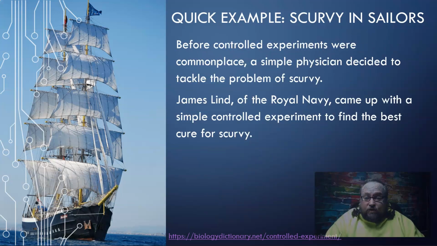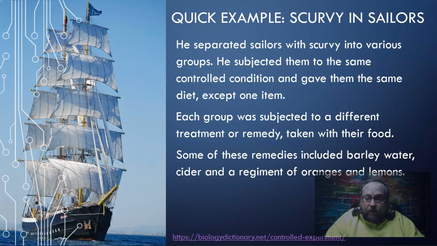So before controlled experiments were commonplace, a simple physician decided to tackle the problem of scurvy, and basically was doing somewhat of a controlled experiment, using that logical kind of reasoning, breaking down, having these separate groups, and isolating to see what was actually having an overall impact. James Lind of the Royal Navy came up with a simple controlled experiment to find the best cure for scurvy. He separated sailors with scurvy into various groups.